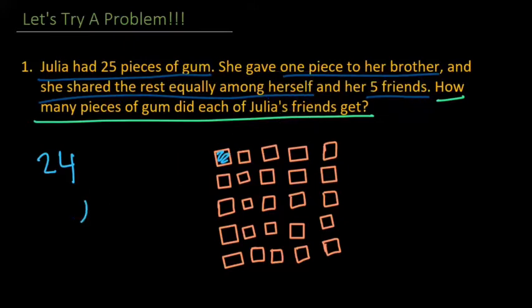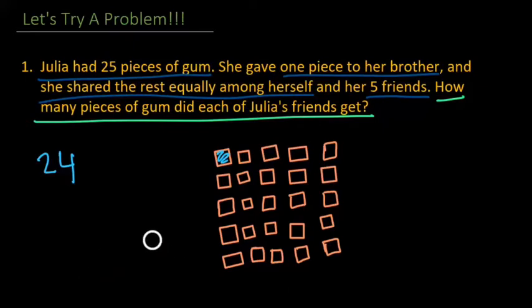So since Julia is only one person, she's not like 10 people or 100 people. She's just one person. Julia is just one person. So we have 1 plus her 5 friends. And I'm pretty sure all of you know that 1 plus 5 is equal to 6.